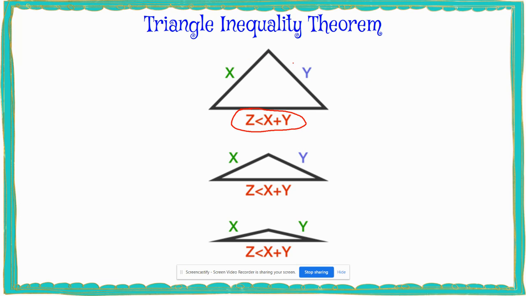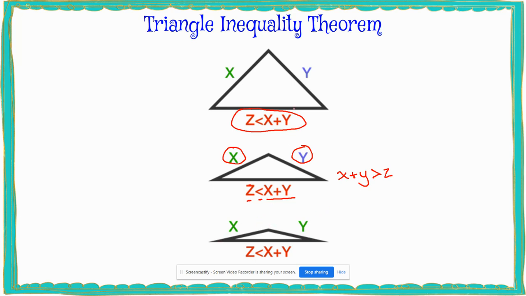So when I add two side lengths of a triangle together, I should get a sum that is greater than that other side. And when you look here, this says the same thing. This X plus this Y is greater than this Z. And it says that because it tells me that Z is less than X plus Y. Well, if I know that Z is less than X plus Y, that means X plus Y is greater than Z. And it says the same thing here.